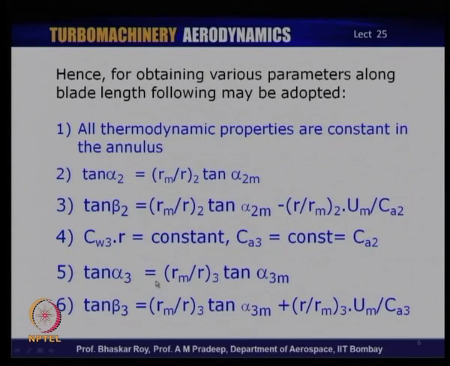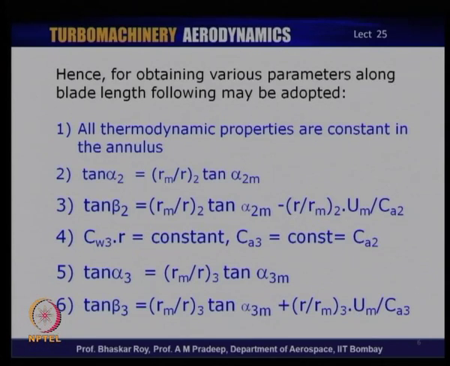At the exit, tan alpha 3 again, at any radial station, is relatable to the mean value tan alpha 3, which is where normally the design is done, as I mentioned earlier, and we have done that in case of axial flow compressor also. So, that is relatable again through simple radius ratio. And then of course, the relative flow angle tan beta 3, which is again relatable through the radius ratio and the inverse of the flow coefficient at the exit.